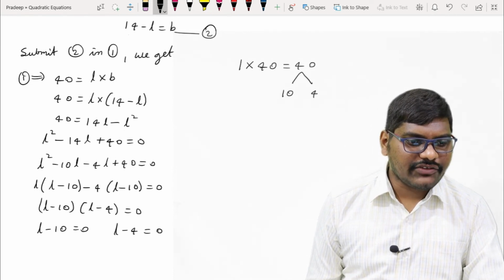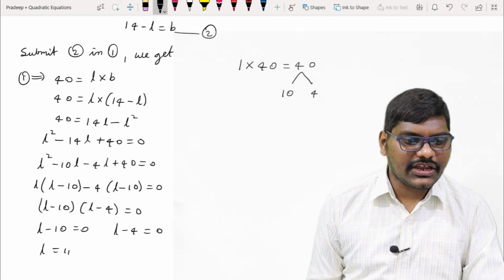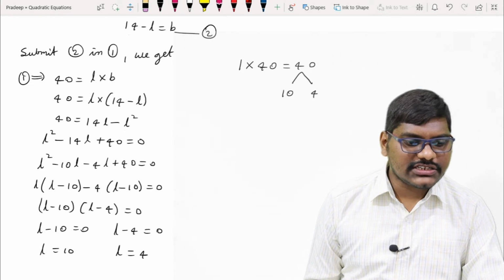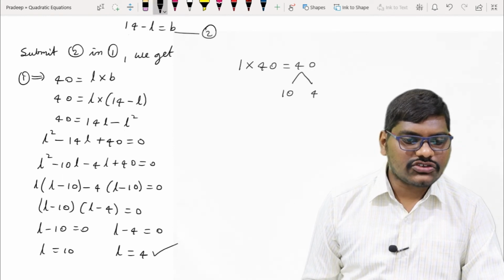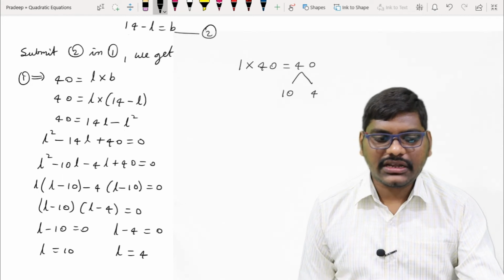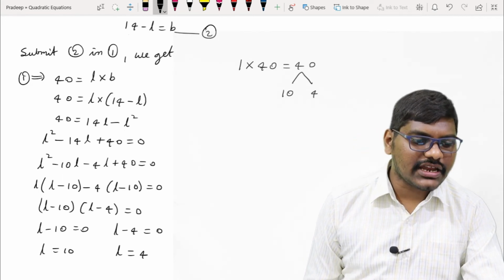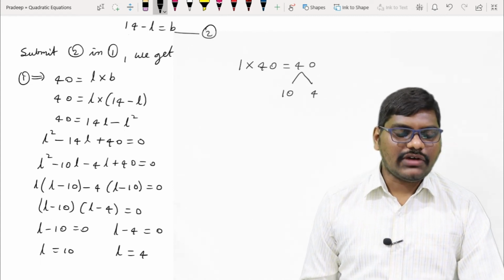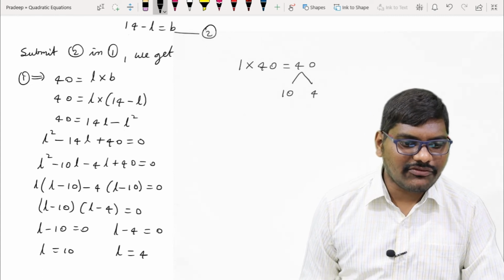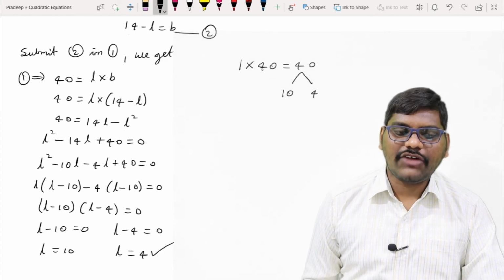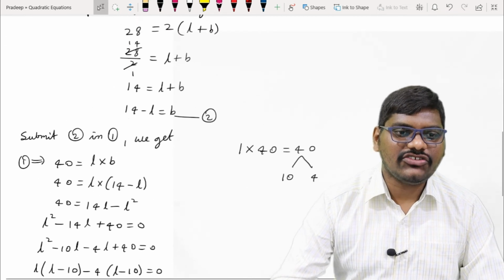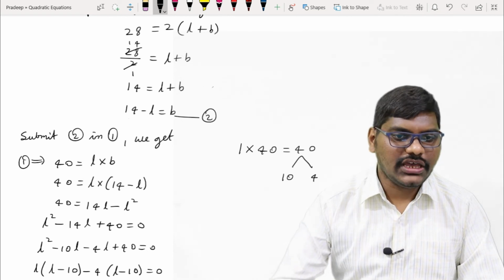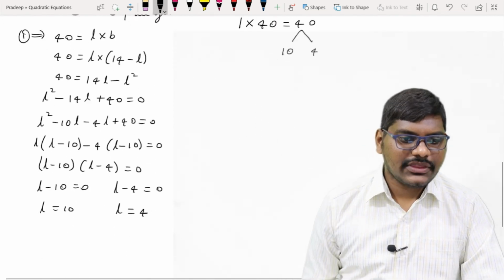So let's see what we get. If I send this 10 to the other side, L will be 10. Here L will be 4. Okay. So one of the L values we got is 10, another value we got is 4. So these are the lengths which we got. But now one thing we have to observe here: the length, one of the values is 10, and if you have to find the breadth, in any of the equations, if you substitute the value, we'll get the breadth. Okay. So what I'll do is substitute this.